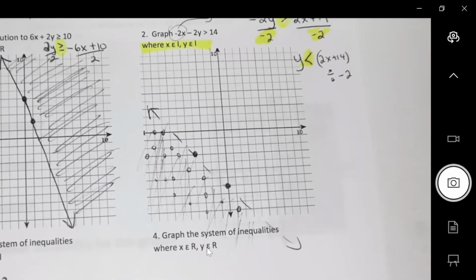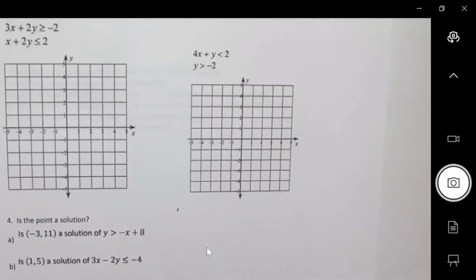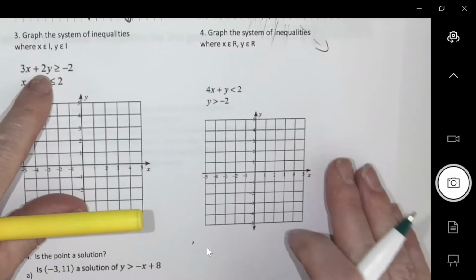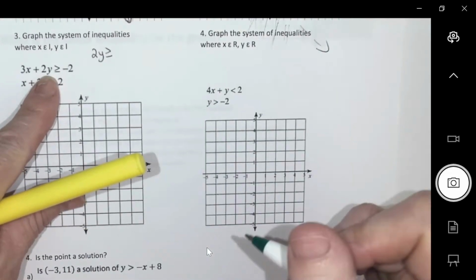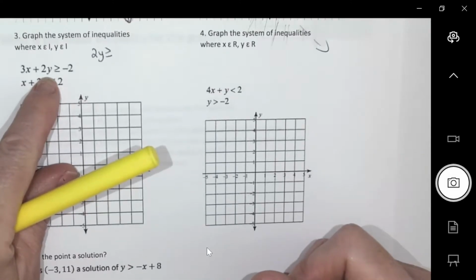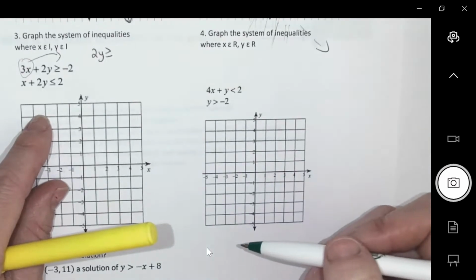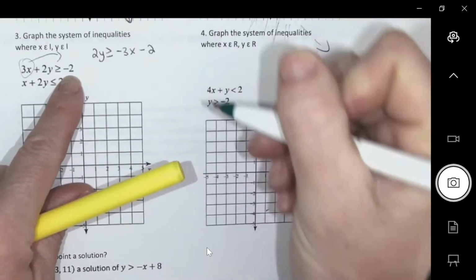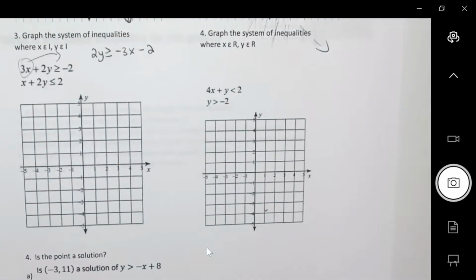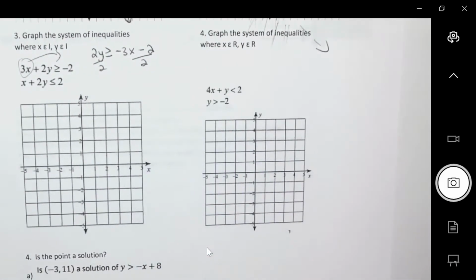Okay, graphing a system. Okay, so this one, I'm going to go 2y, keep the y, move the x, so negative 3x minus 2. And then I'm going to divide by 2.